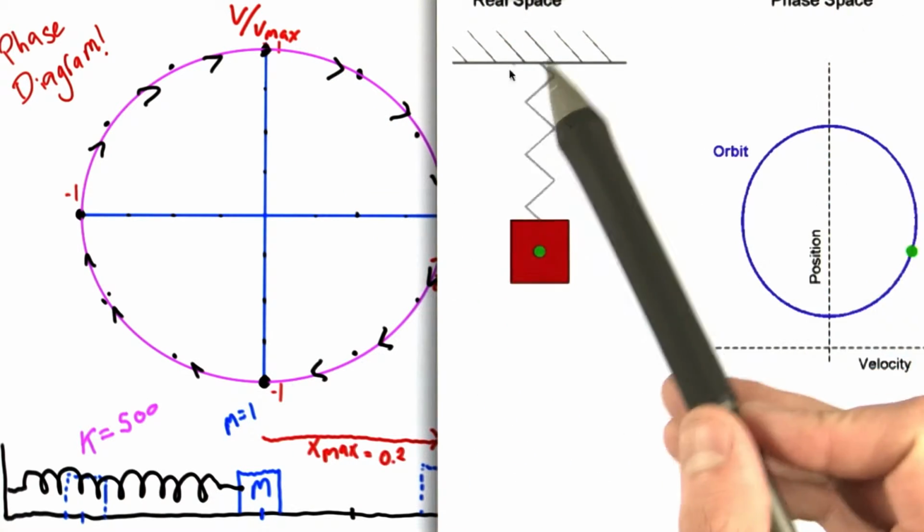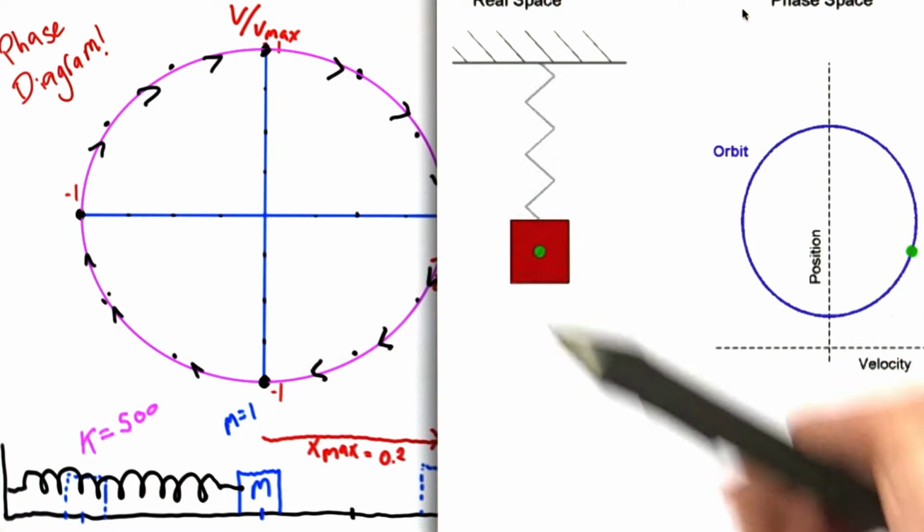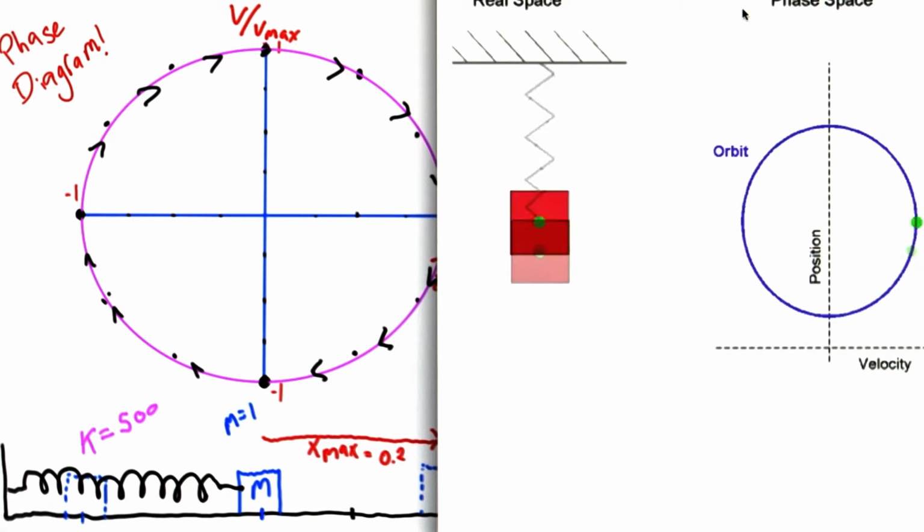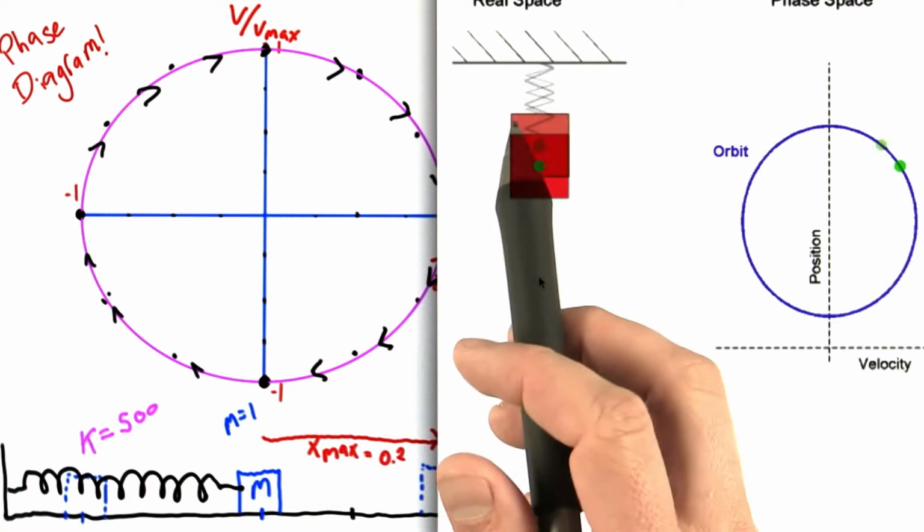The Wikipedia page on simple harmonic motion has a really great illustration. Now, a couple things to notice that are different about this illustration. Position is vertical, velocity is horizontal. The spring itself is moving up and down, but you get the same idea.